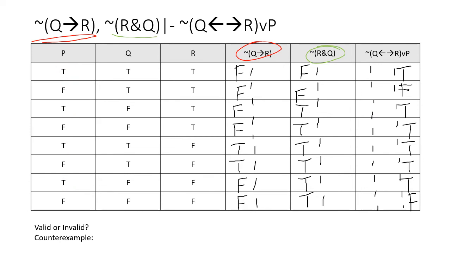And now we'll check for validity. We'll see that we have two instances in which we have true premises. And in those instances, the conclusion is also true. So this one is going to be valid. And since it's valid, we don't need a counterexample.